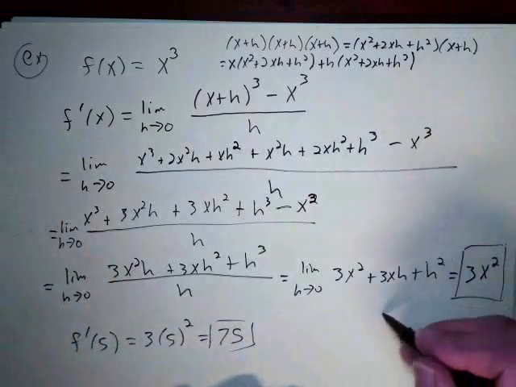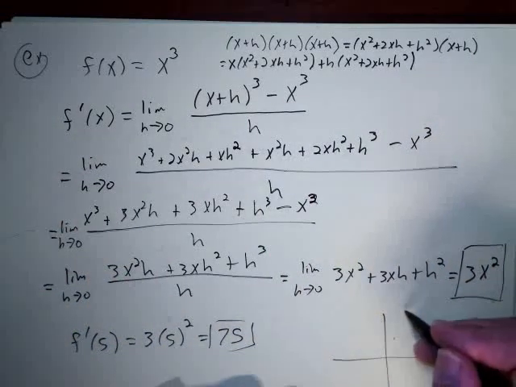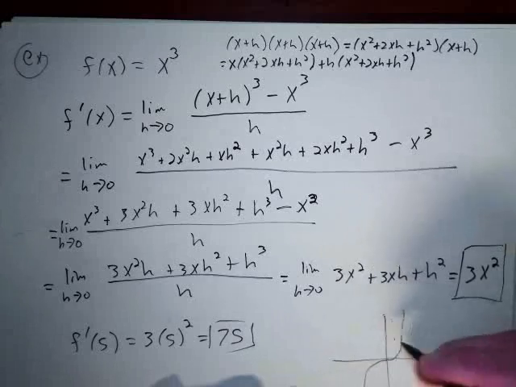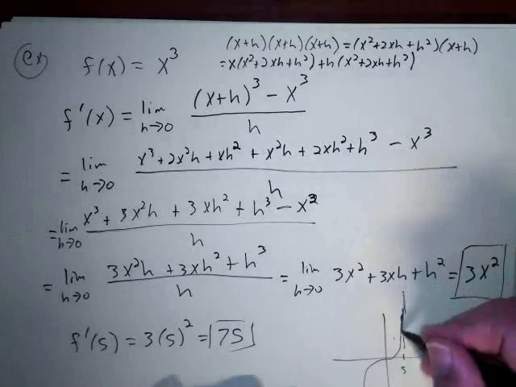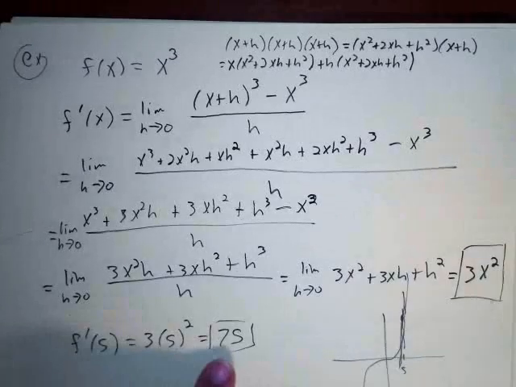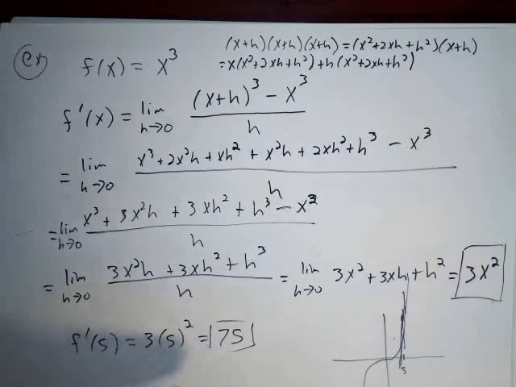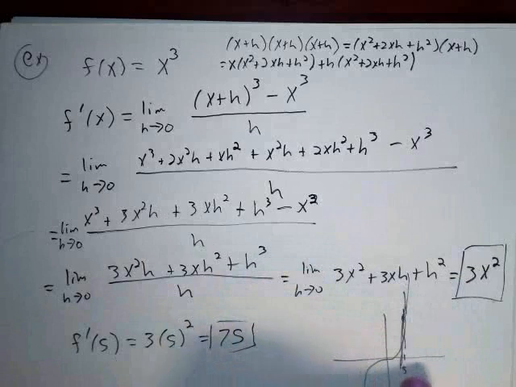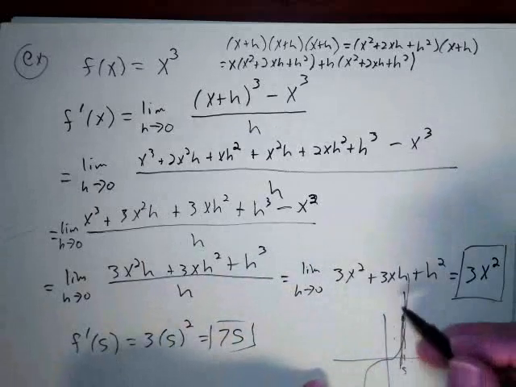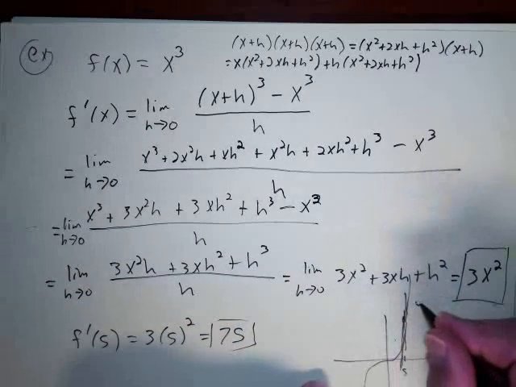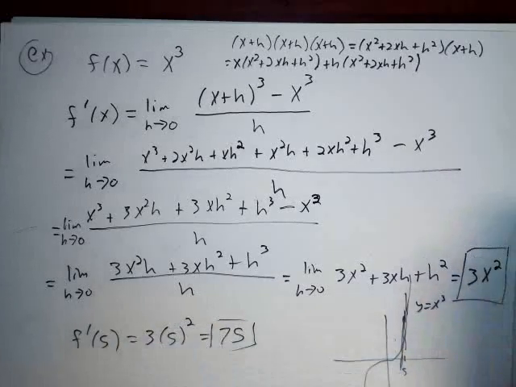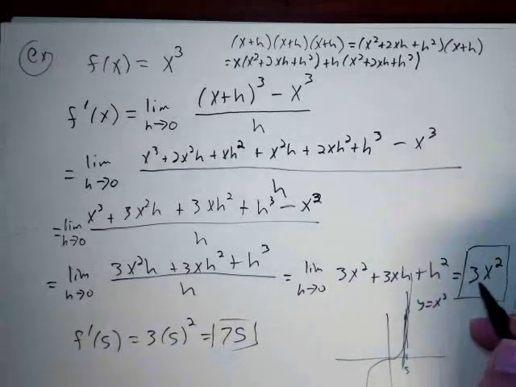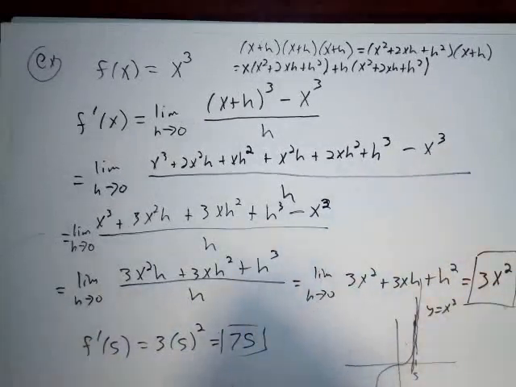So the slope of the line, so you have this curve, right? And at 5 here, wherever it is, the slope of this line is actually 75. Okay? So this is actually a function that will give you the slope of the y equals x cubed curve at any point, and you just plug in wherever you want to find the slope, and then you get the slope of the line at that point.